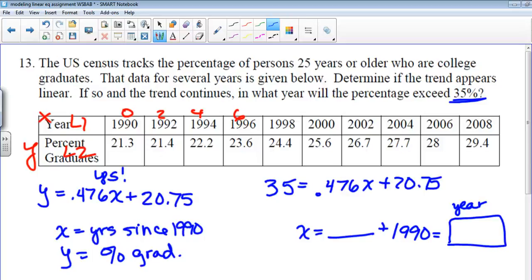How we doing? Everybody can do this on the test tomorrow? And if it had said, what about year, I don't know, 1995? What would you do? What do you predict? Just put the 5 in for the X, right? And tell me what you got for the Y. Now, if you want to use the table, then you have to store the equation, okay? But you don't need to use the table, you can just type it in.